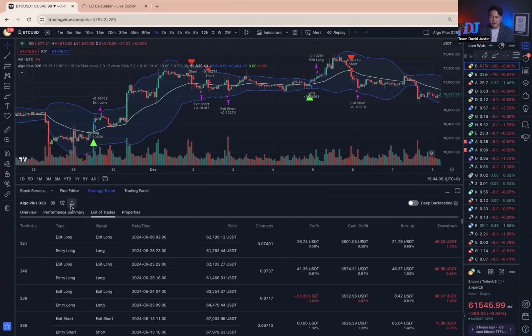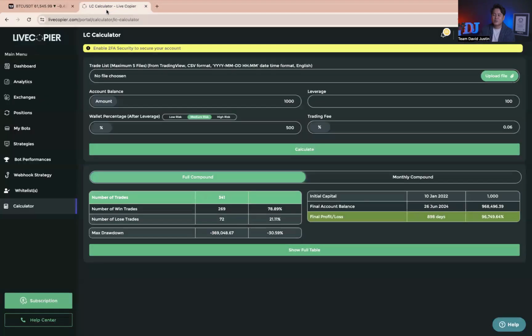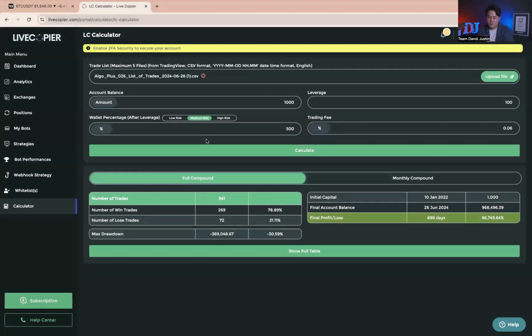What I can do is export this data and go into Live Copier and import it back. Let's say I import it into Algo Plus 026. Imagine I'm using $1,000 with a leverage of 100. Let's say I really go into low risk by using 2%, which means 2x. In 898 days, 2 years plus, my 1,000 becomes 19,000. Wow, that is a difference. 1,000 becomes 19,000, quite a good deal, right? Let's say I go a bit higher risk, medium risk, I click calculate here. Wow, 1,000 gives me 968k.